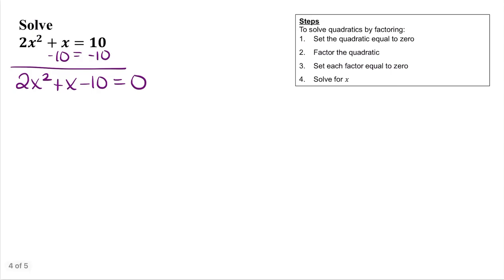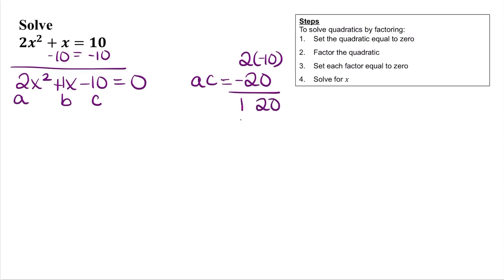Now remember, I need to identify the values of a, b, and c. This is a, x has a 1 in front of it, so that's going to be b, and this is c. Now I need to look at the value of a times c since my a is not equal to 1. A times c is 2 times negative 10, so that's going to be negative 20, right? So I have 2 times negative 10. Let's look at the factors of 20. I have 1 and 20, 2 and 10, and 4 and 5.